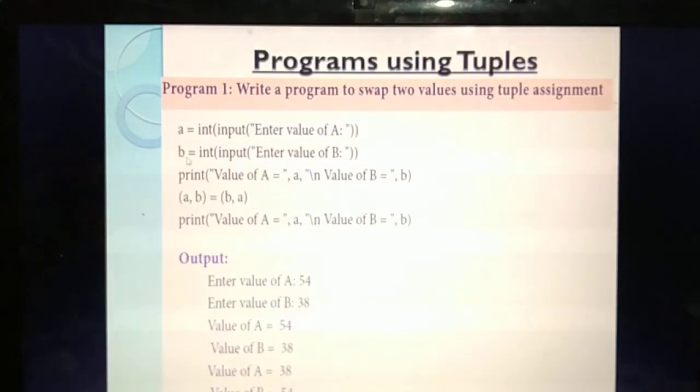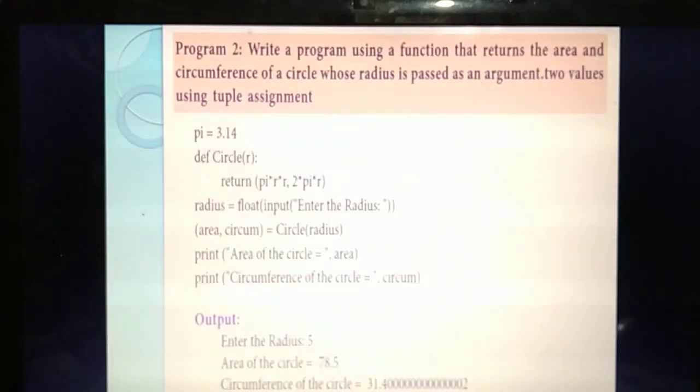So after the swapping is done, what value will you get? Value of A equal to, see what value you entered for A? 54, but the value of B is assigned to A. Value of A is 38 and value of B is 54. Just reversed, it will come. Understand, this is the concept of swap. So each and every program is very, very important. Don't skip any program. Please study all the programs.